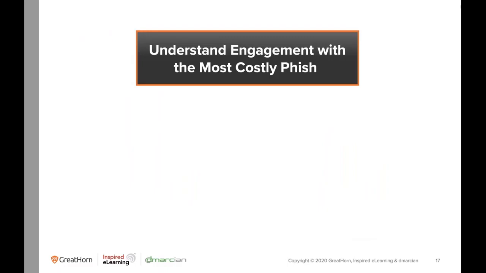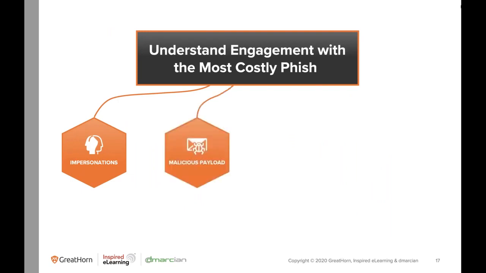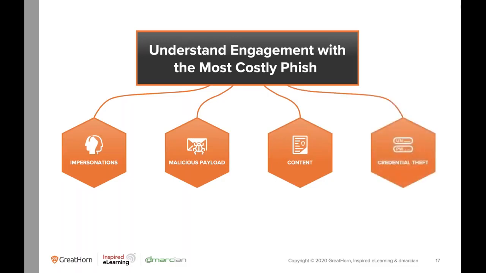Yeah, thanks, John. It's a good segue too, because a lot of the things that you can help raise employees' awareness to, attackers are using those techniques in email to try to compromise employees or data. These are the 4 most popular types of phishing attacks: impersonations, payloads, the content that's in the message itself, and then also credential theft, getting employees to click on links.